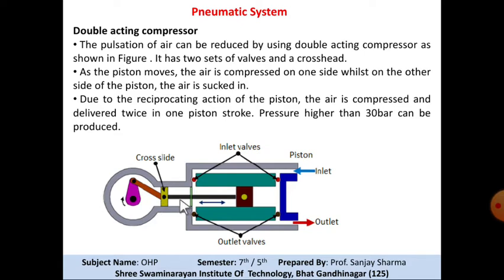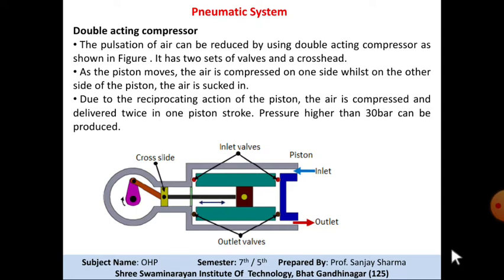So when the piston is moving from left to right, at that time this will act as an intake valve and this will act as a delivery valve. And when the piston moves from right to left, then suction will take place through this inlet valve and delivery will take place through this outlet valve. So a continuous supply of air will be obtained at every reciprocating stroke. So this is termed as a double acting compressor.